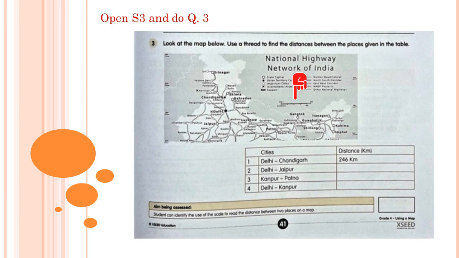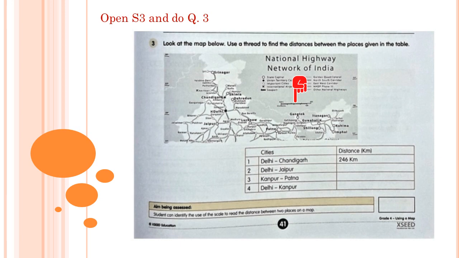Now children, what do you see? Is the distance between New Delhi and Jaipur as much as the distance between the marks on the thread? How much? Is it equal, double, half? Is the distance between the two marks on the thread 500 kilometers as given in the scale of the map? Okay, then what is the distance between New Delhi and Jaipur?